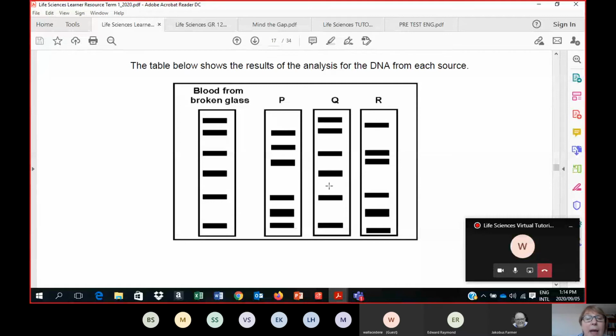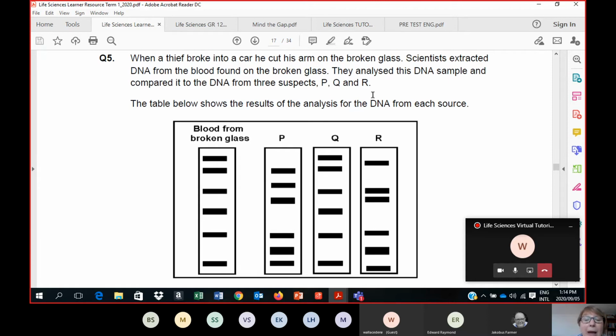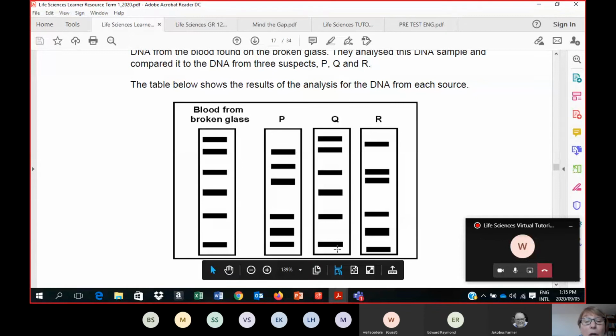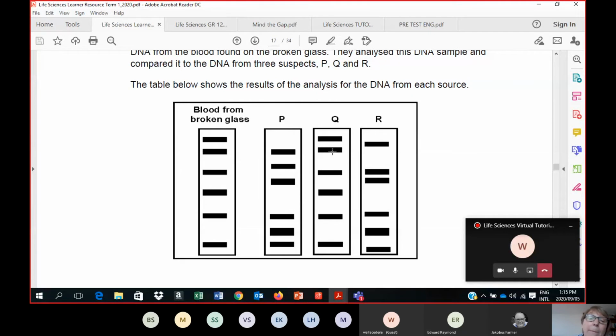And basically what we do with these DNA profiles, as you can see here, there's blood from broken glass, and we want to see whether person P, Q, and R was maybe present at this crime scene. I haven't read the whole question, but it's probably a crime scene. So you've got to look at these bands of DNA and see which ones match the best. And just looking at this quickly, I can see that in Q, the second band matches over here, the third band matches, the fourth band matches, the fifth and the sixth band. So more than likely, Q was present at this crime scene, because Q has the most bands matching the DNA profile over here.